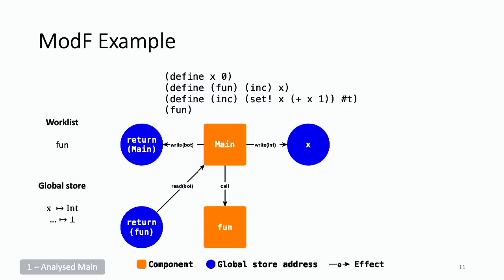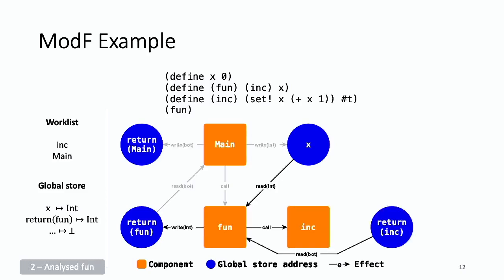So after analyzing main, what will we do? We will analyze fun. During the analysis of fun, we again encounter a new component, namely inc. So we create a new component, add it to the worklist, and read the return value, which is still bottom.